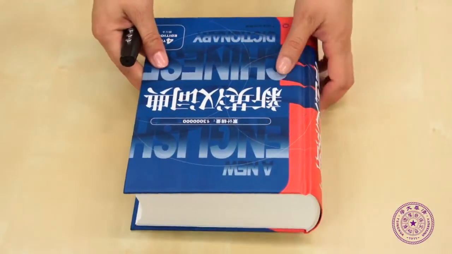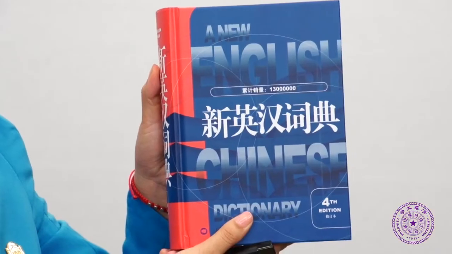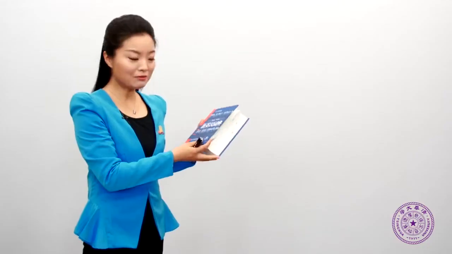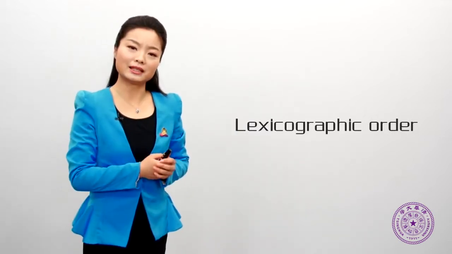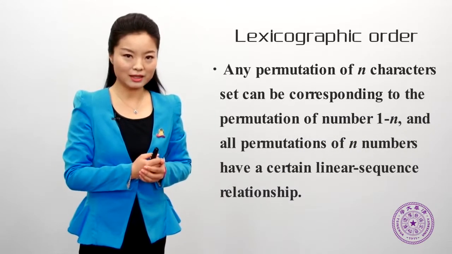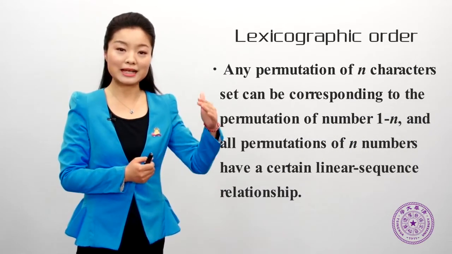Look at what's in my hand. It's an English dictionary. There are permuting methods in dictionaries. We call this method lexicographic order. So the dictionary gives us some implications. We could sort them by some order.